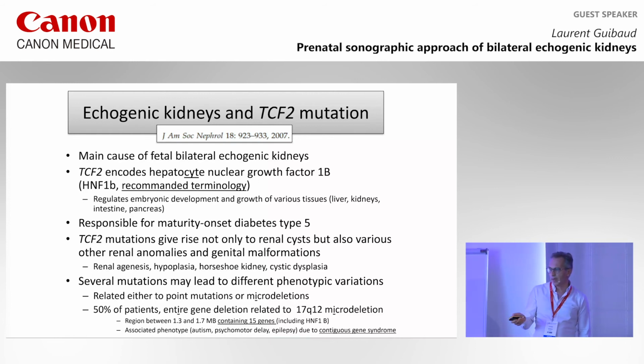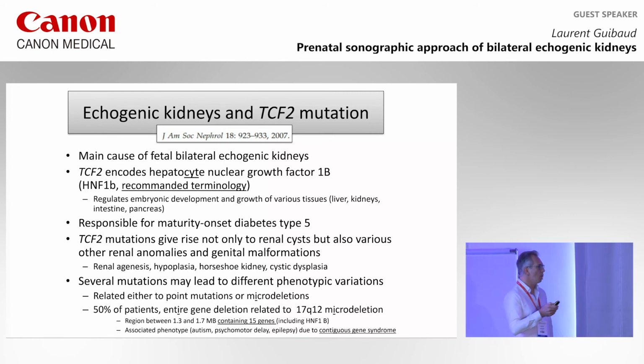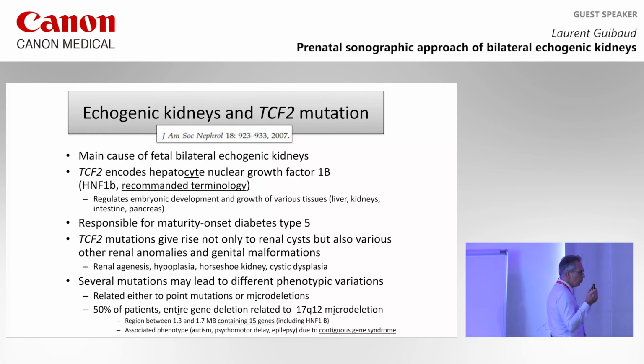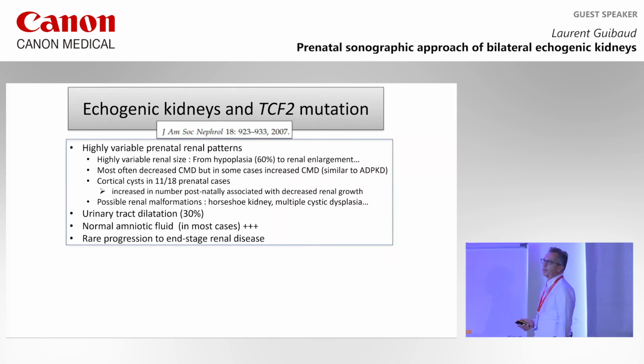And because of that, there are some contiguous genes which are responsible for epilepsy and psychomotor delay. The gene itself is not responsible for a poor cognitive outcome, but when it's a deletion, because of the contiguous gene syndrome, you may have some cognitive problems.